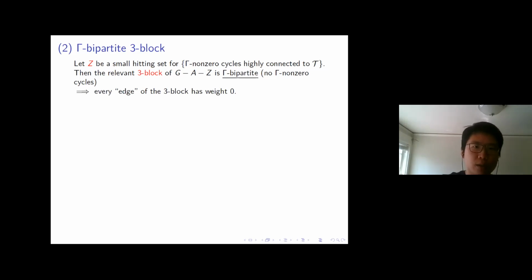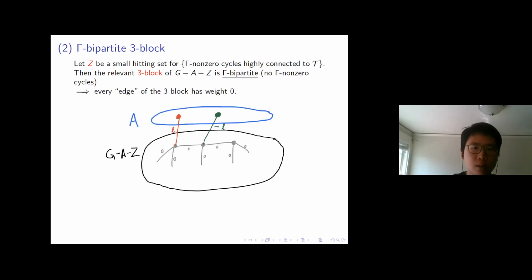Okay, so what do we do with this 3 block? So we have this set A, and below we have G minus A, and we also take away Z, which is a small hitting set. We don't care about Z anymore. And in the remaining graph, I have this 3 block.